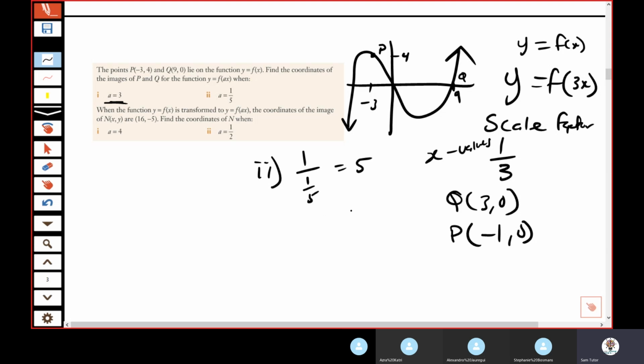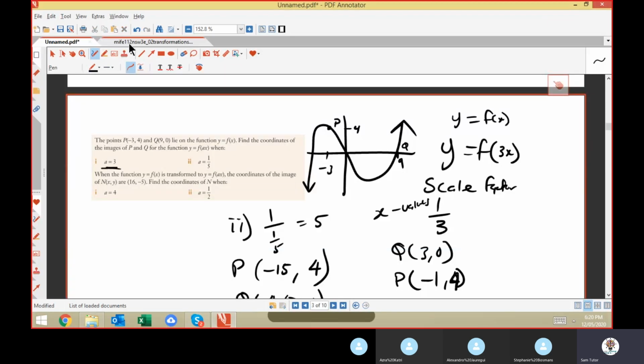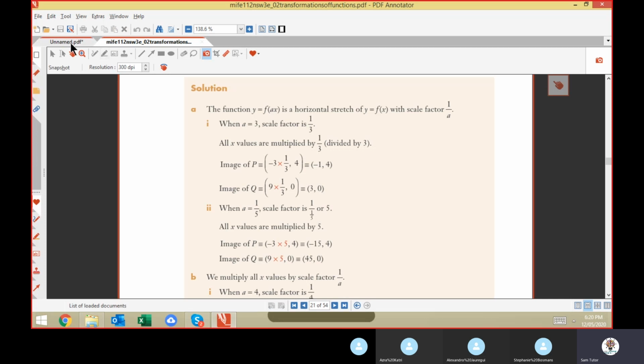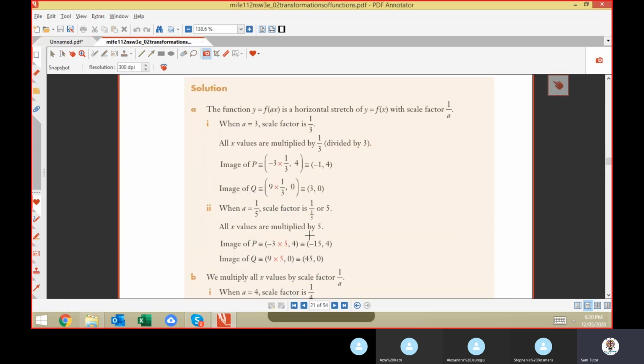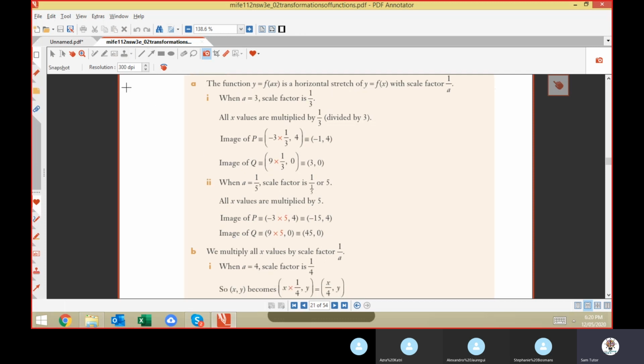multiply by 5. So therefore, did I write P (-3, -1 and 4)? The y value shouldn't have changed. I don't know what I did there. Sorry. Times it by 5. So then that becomes (-15, 4) for P, and for Q should be (45, 0). Check that. I'm sure it's right. (-15, 4), yep, (45, 0). All right, easy. Any questions?